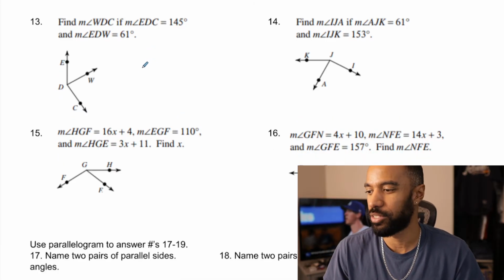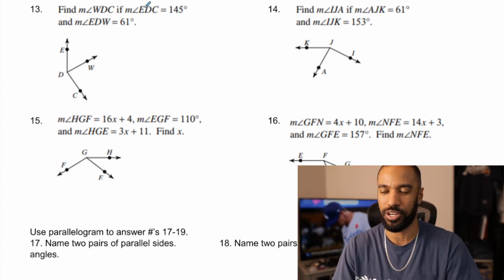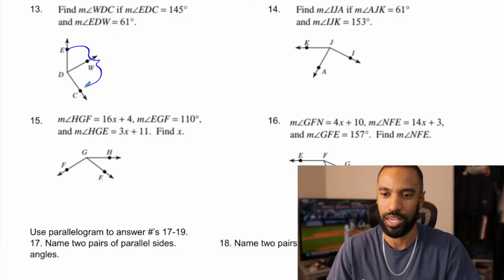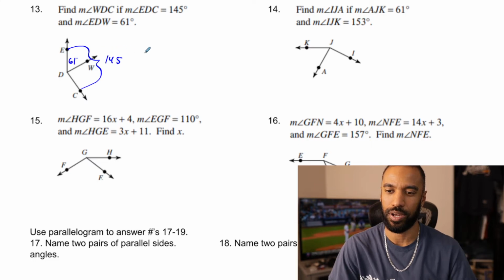All right, here's some angle addition postulate. We did some before, so it should be pretty straightforward here. Actually, these are even easier. There's no real x to solve for. Find the measure of angle WDC. If the measure of angle EDC, the whole thing, is 145, and the measure of angle EDW, just this guy, is 61.